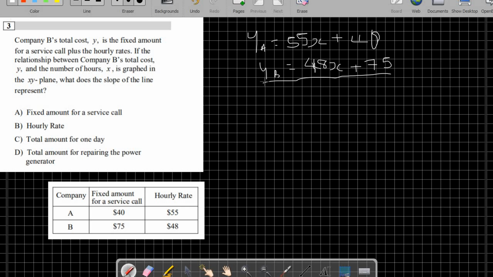First of all, look at this: y equals mx plus c. This is definitely the slope. 48 is the slope. Okay. So if it's graphed in the xy-plane, what does the slope of the line represent? The slope here represents the what? The hourly rate. So that is it. Number 3, B is the answer.